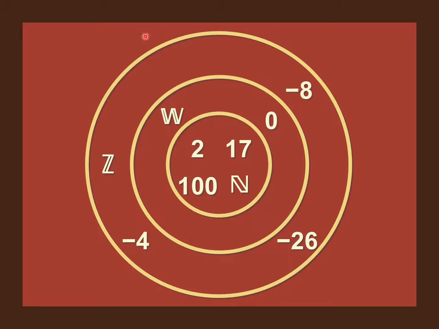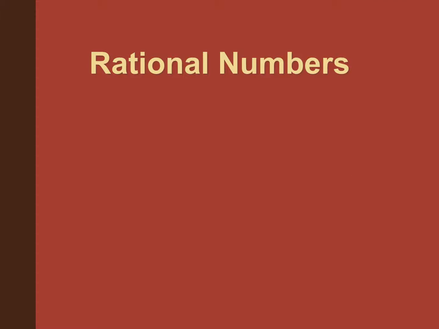Our next ring is our integers. Our integers include all of our natural numbers and our 0, which is the difference between whole numbers and natural numbers. But they also include all of the opposites of natural numbers, our negative numbers, like -4, -26, -8.